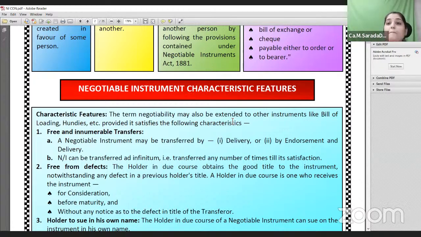Now, let's come to a bill of exchange. You know, what is a bill, first of all? I hope everyone has this particular idea of a bill.